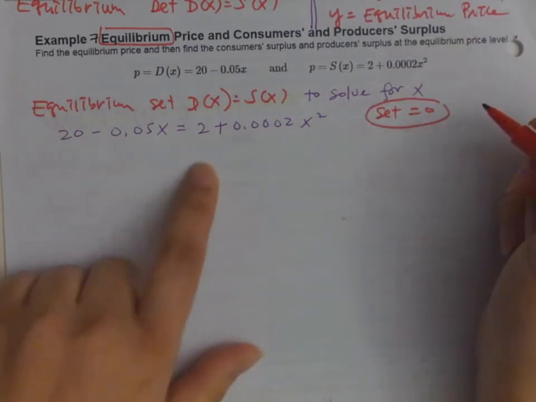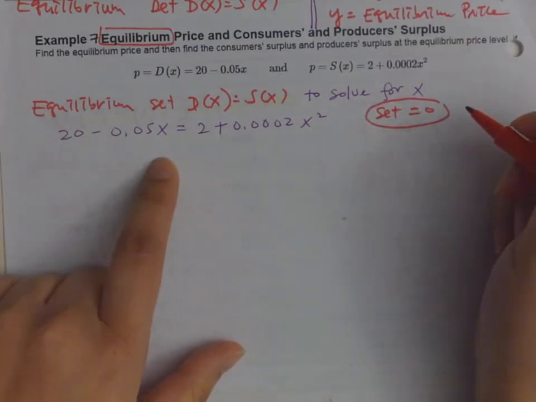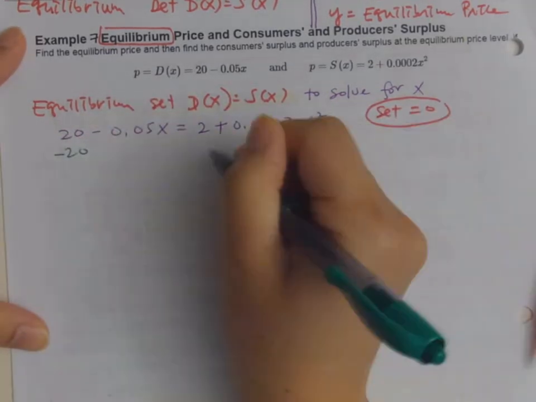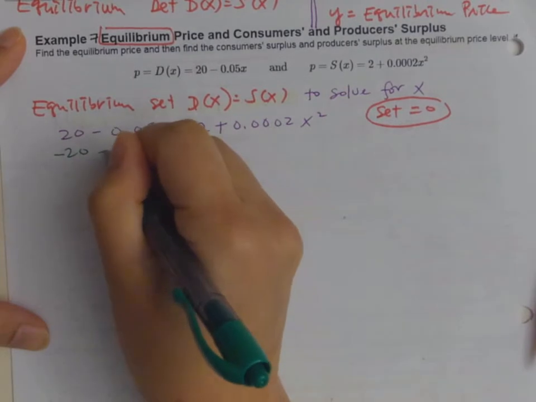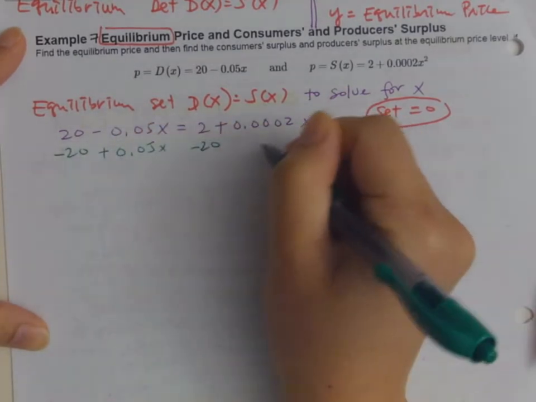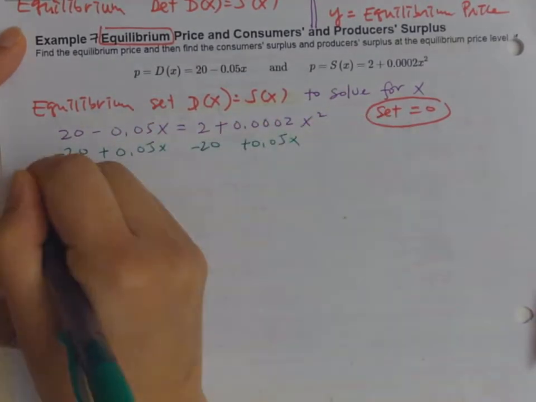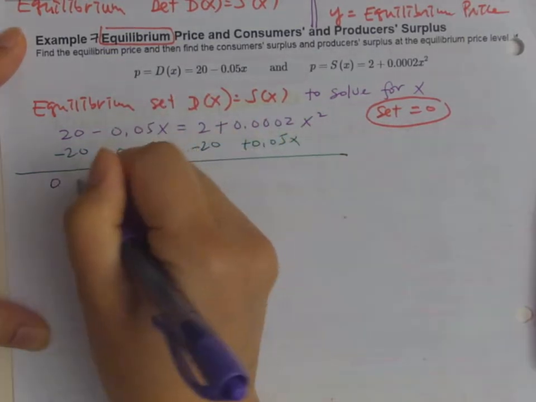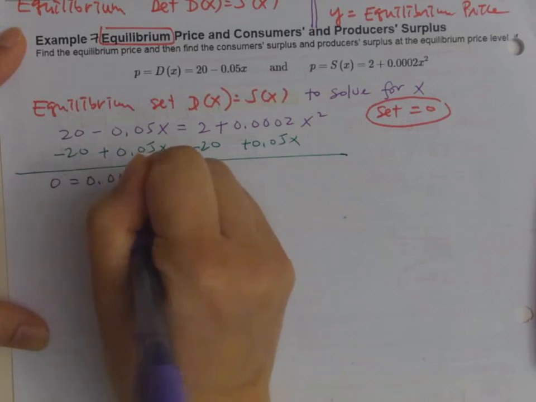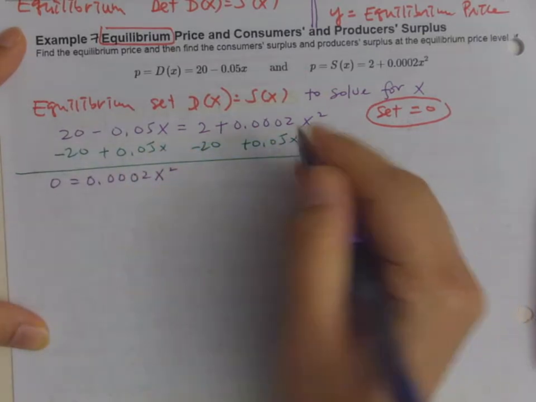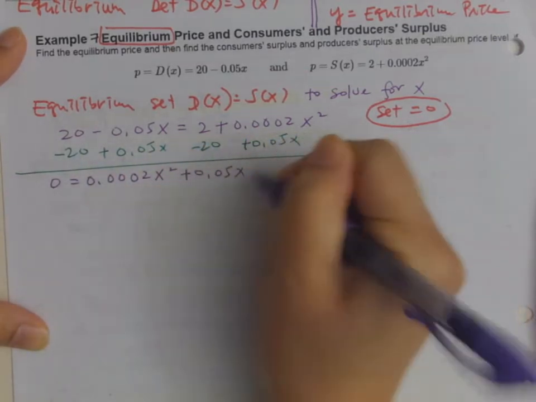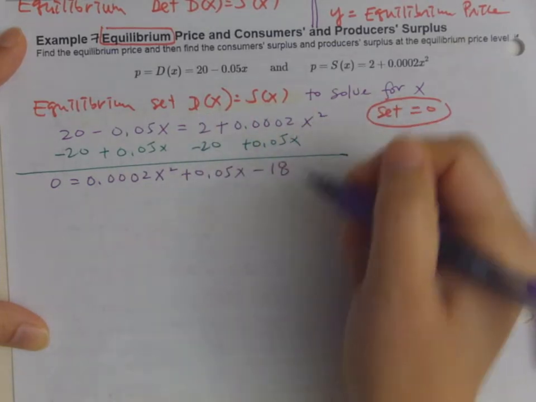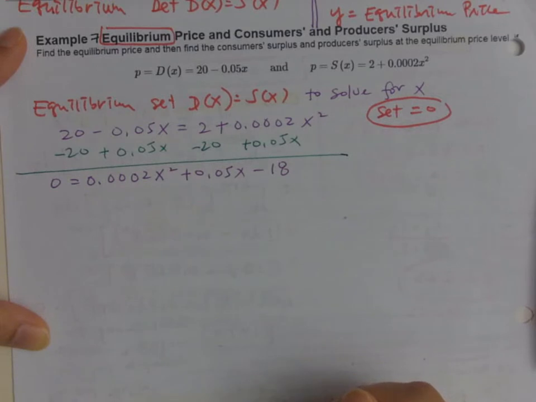To set it equal to 0, I'm going to subtract the 20 to the other side, and then also add the 0.05x over here. Okay, so one side is 0. Is it okay if I put the x squared first? 0.0002x squared, plus 0.05x, and then minus 20 plus 2 is minus 18. So that's my quadratic function.